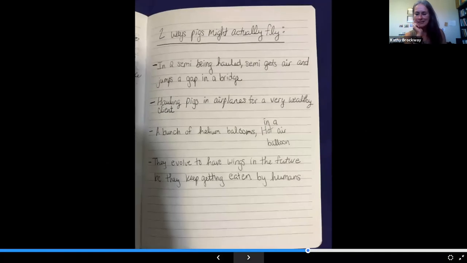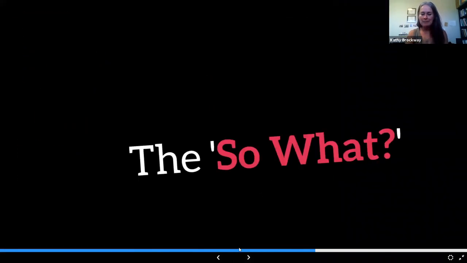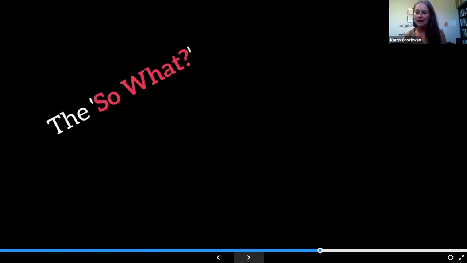I've had my classes do this again. I think you hit several of these. A semi being hauled, a semi gets air and jumps a gap. Helium balloons, hauling pigs in airplanes for a very wealthy client. And then someone noted they evolved to have wings in the future because they keep getting eaten by humans. So again, just a fun, quick activity that you can conduct in class. And the so what, why are we doing this?